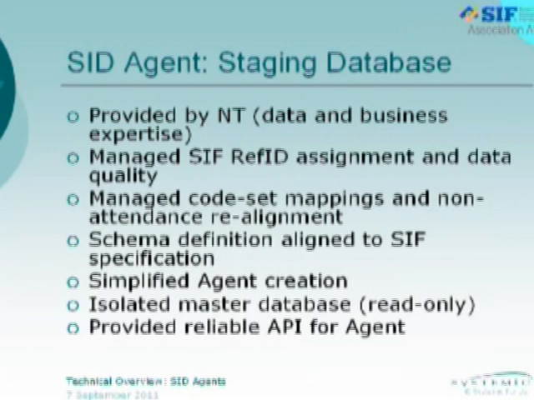Things like the code set mappings, which is an important part of the system, is managed by the staging database. The staging database managed the code set mappings between NT-specific code sets to the SIF-specific code sets. So, for instance, if they use a number to define a state, they had to remap that to the unique, in this case, 2-letter code used by SIF. For instance, their state ID may be 01, whereas NT may be NT.